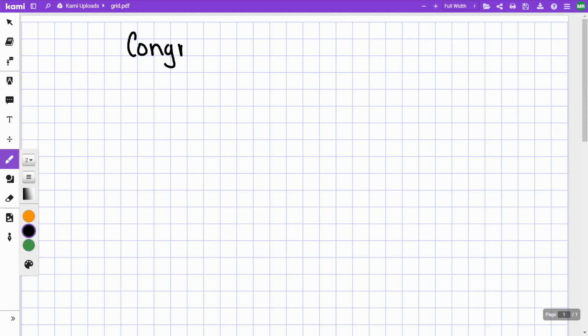So these notes are going to go in the back of your composition book where your theorems are. And this is going to be congruent triangle theorems.